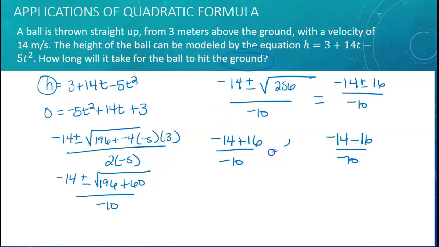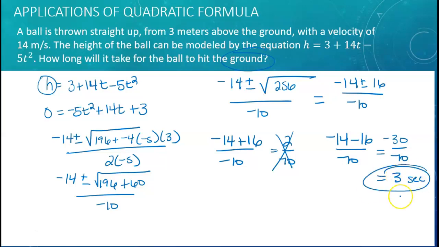This becomes 2 divided by negative 10. That's going to be a negative, and I can't have a negative answer for time, so I'm going to stop there. Negative 14 minus negative 16 is negative 30 divided by negative 10. That's positive 3, which is 3 seconds, and I'm done.